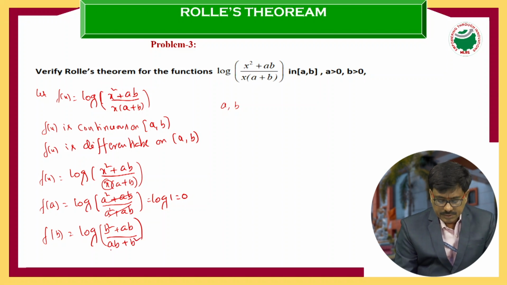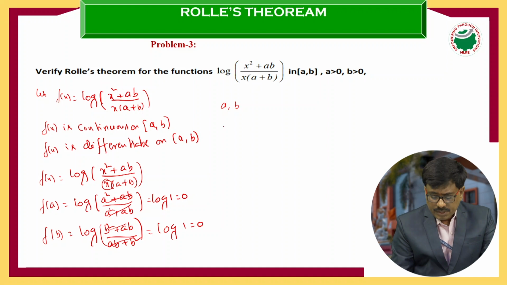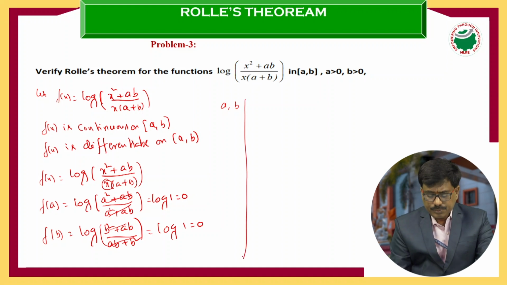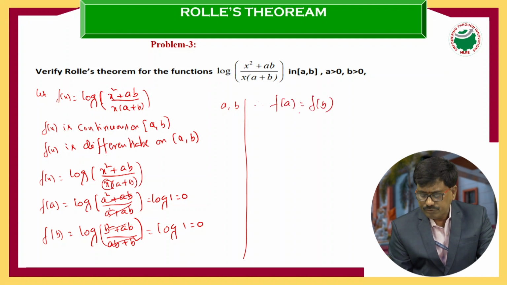What happens? If you interchange these two values, it also gives the same result. This becomes log 1. Log 1 is also how much? 0. Similarly, what we proved now is that f of a is equal to f of b. Both cases are the same.